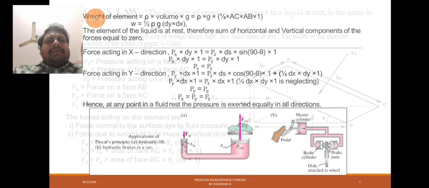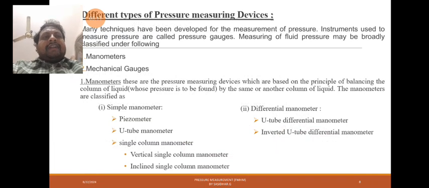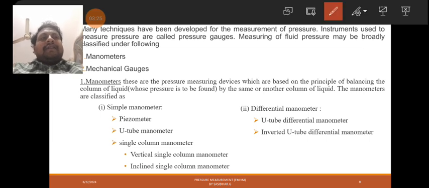Now we are going to see pressure measurement by using manometers and mechanical gauges. These are the different types of pressure measuring devices. In this class we are not focusing on mechanical gauges. We are mainly focusing on manometers.